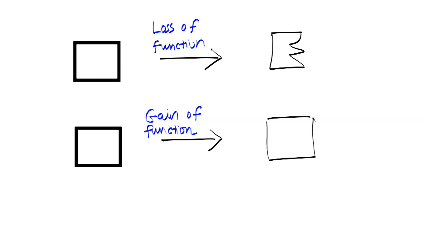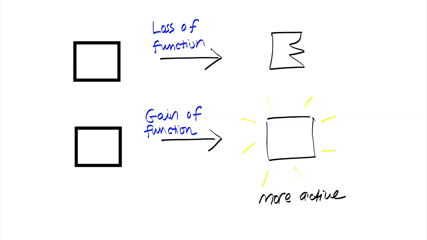A gain-of-function mutation, on the other hand, causes the protein to typically lose the ability to be regulated properly, and as a result will have a higher level of activity. Now, take a moment to think about these questions. Would a gain-of-function or loss-of-function mutation in a proto-oncogene cause uncontrolled cell division? Would a gain-of-function or a loss-of-function mutation in a tumor suppressor gene cause uncontrolled cell division?